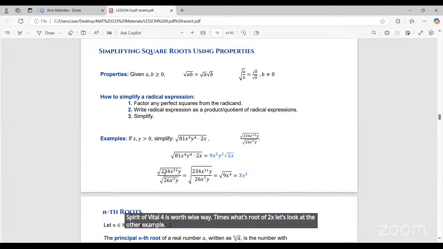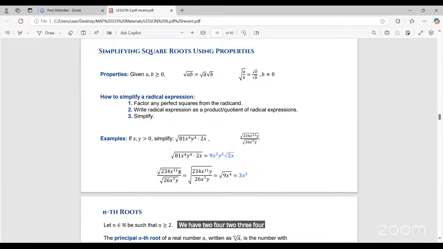We have 234 x to the power 11 y. So we have the square root of 234. What is it? It's in decimal, 15.297 actually. Can we break it down? We can break it down. Let's look at 234 x to the power 11 y over this.